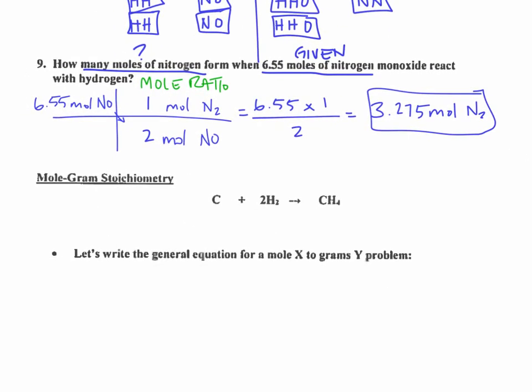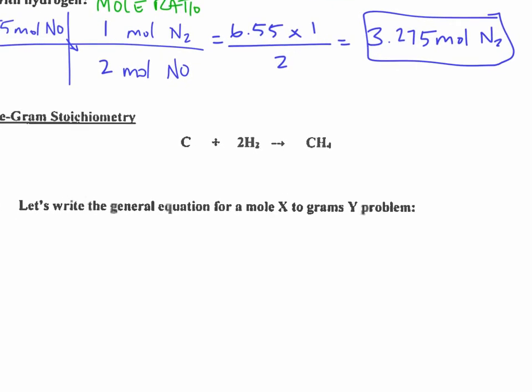All right, so now we're looking at the formula. Carbon plus 2 moles of hydrogen gas produce 1 mole of methane. So here I want to write the general equation for moles of X to grams of Y. So now you're looking at moles of one substance to grams of Y, something different. So now we're going from one unit of one substance to a different unit of a different substance.